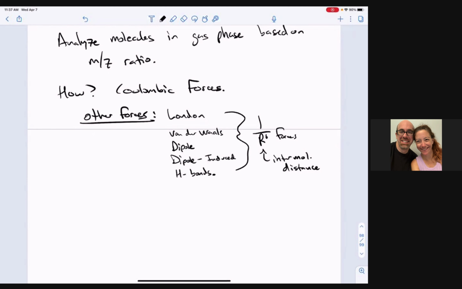FRET has a 1 over r to the 6th dependence because you require molecular proximity, correct? London forces, Van der Waals forces, hydrogen bonds all require molecular proximity. 2 water molecules that are pretty far apart don't go, oh my God, I have to go over there and touch that hydrogen, right? It doesn't work that way. In fact, if you've got 2 water molecules that are 2 angstroms apart and they move 4 angstroms apart, you just lost 1/64th of your hydrogen bond, right? That's a huge drop off.